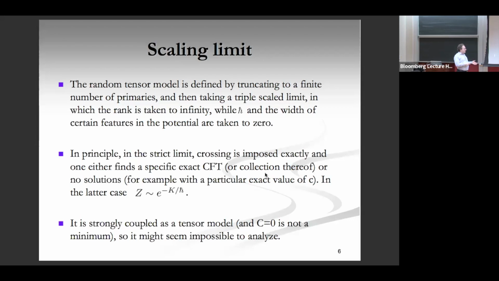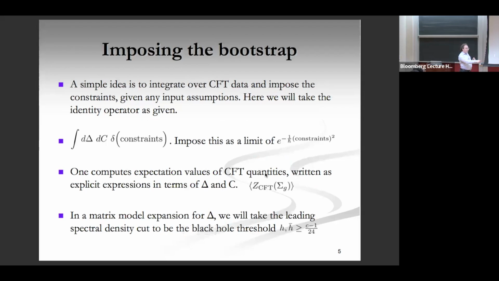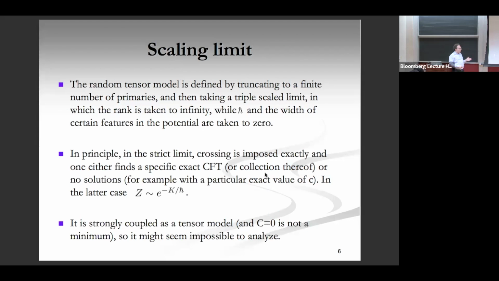If there were no solutions, then the total partition sum would be exponentially going to 0, and something bad would probably happen to the observables, which are like the putative CFT partition functions. Or if you found the CFT, that would be the doubly non-perturbative completion of the model. But so far, this might sound like a very dumb idea, because first of all, C equals 0 is not a minimum of the potential, right? The potential here is crossing squared, but all structure constants 0 except the identity doesn't solve crossing. So C equals 0 isn't a solution.